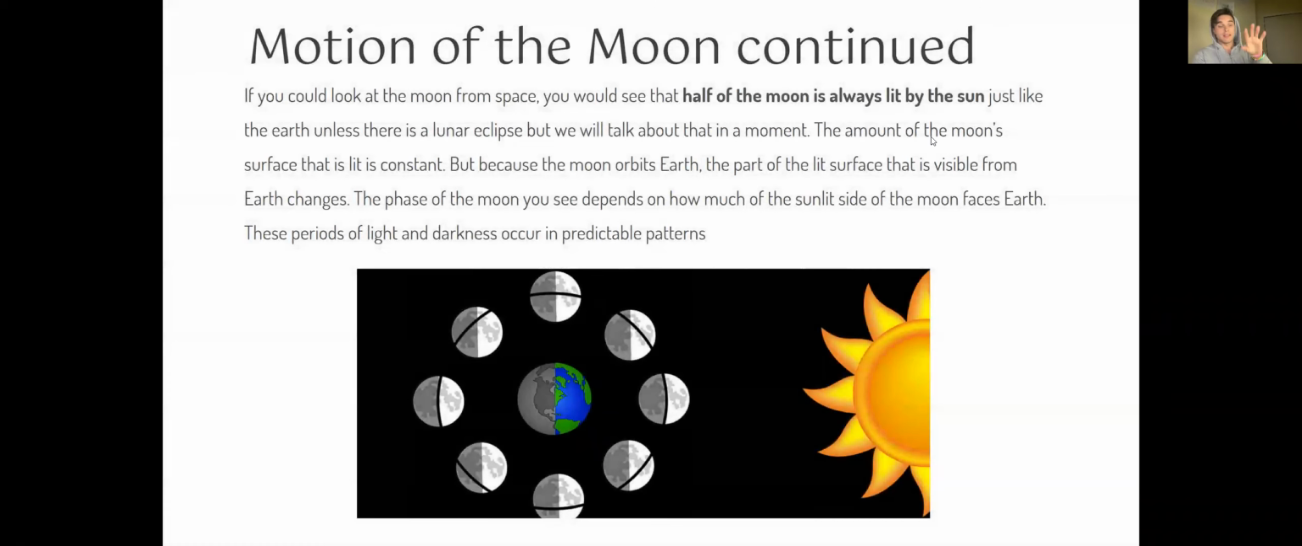By the way, and this is very bad to admit, that's the first time in my entire life that I knew there was even a picture of the far side of the moon. That's really bad.